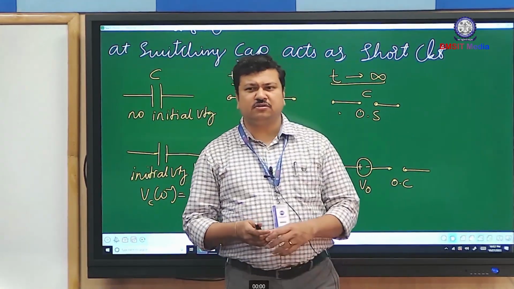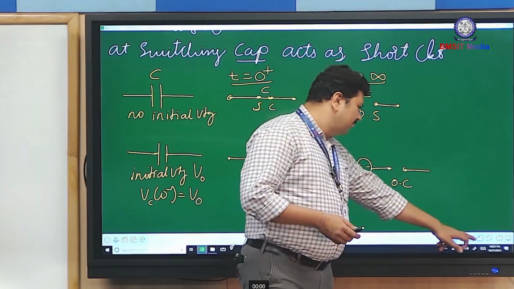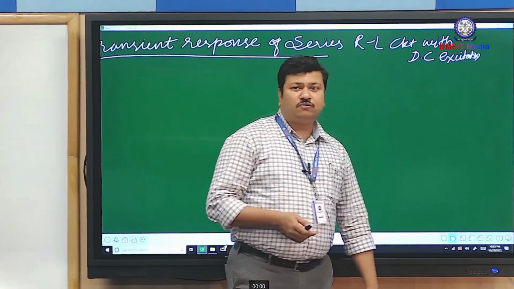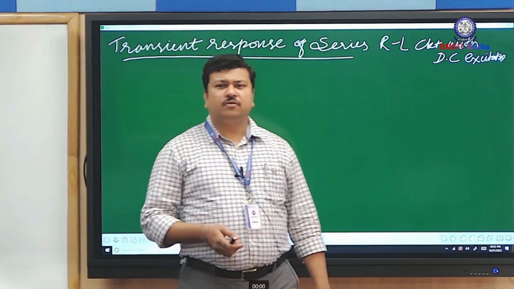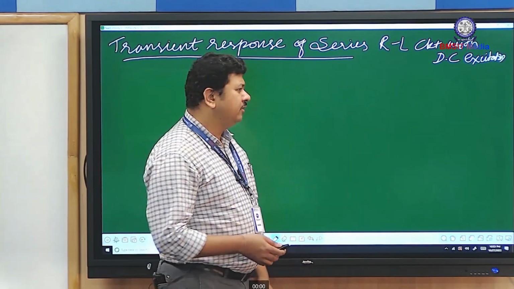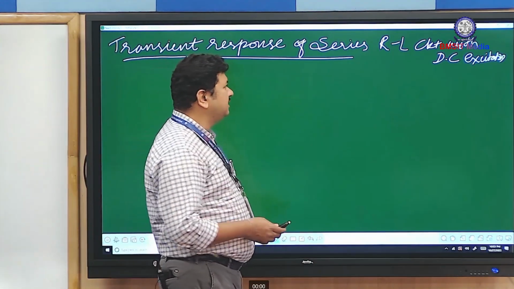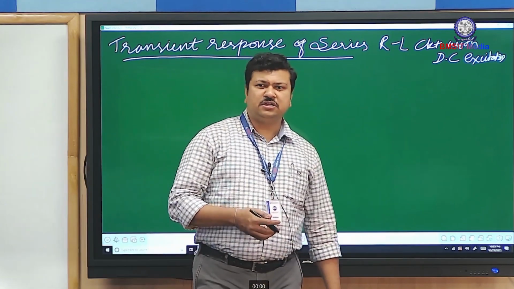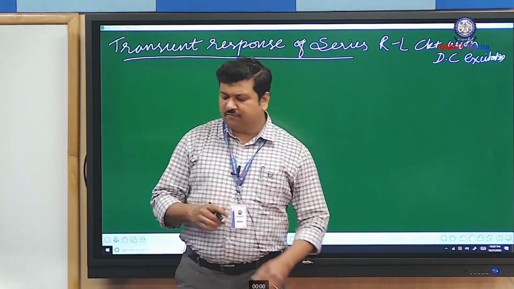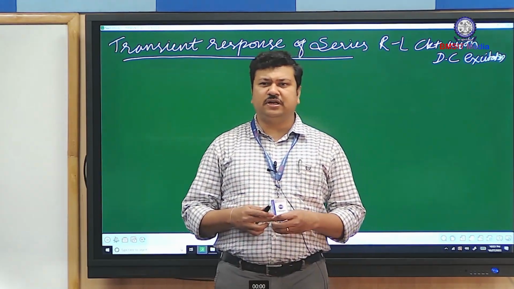So with this knowledge of capacitor and inductor, we shall now move ahead to find the transient response of the various circuits that we will be studying in the forthcoming lectures. First we will look into the transient response of a series RL circuit with the DC excitation. Whatever analysis we do, we will start with the DC excitation, then we will move ahead with the AC excitations.